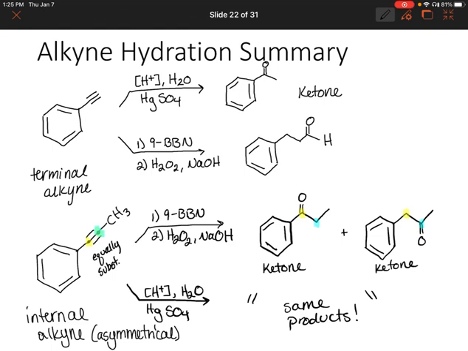So if you had this reaction going, you could either perform hydroboration oxidation or acid-catalyzed hydration to get these products. I guess it would depend more so on what's more environmentally friendly, what's less toxic, or what's readily available, depending on your situation.